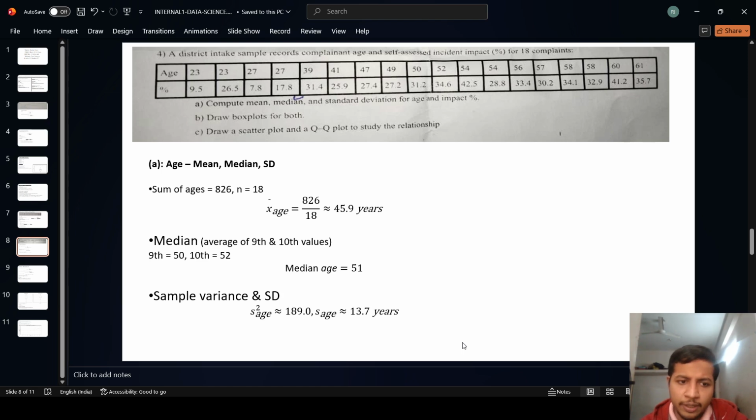And the median: since the data count is even, we take the average of the ninth and 10th values. The ninth value is 50, the 10th value is 52. So the median will be 51, because 50 plus 52 divided by 2 gives you 51. Now the sample variance and standard deviation. The variance will be 189 and the standard deviation will be 13.7 years.